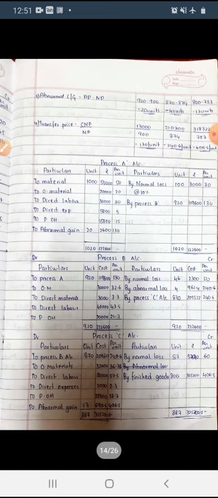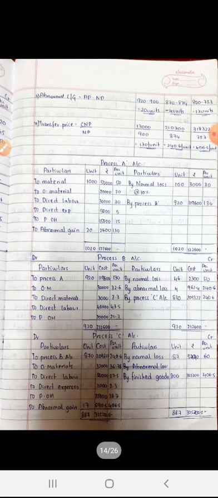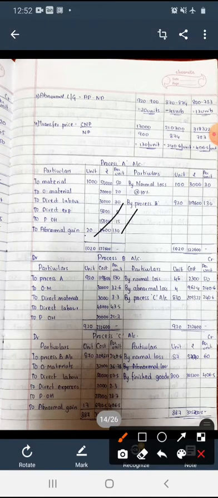Just write normal production: input minus normal loss, 1000 minus 100 is 900. The normal expenses on the debit side are 1,20,000 minus the salvage value just calculated, 3000. Next, abnormal loss or gain: 920 minus 900 is 20 units. This is the abnormal gain, and the transfer price is 130 per unit. So abnormal gain 20 at 130 transfer price means 2600. Next, just transfer to process B the remaining 920 units and 1,19,600 at 130.